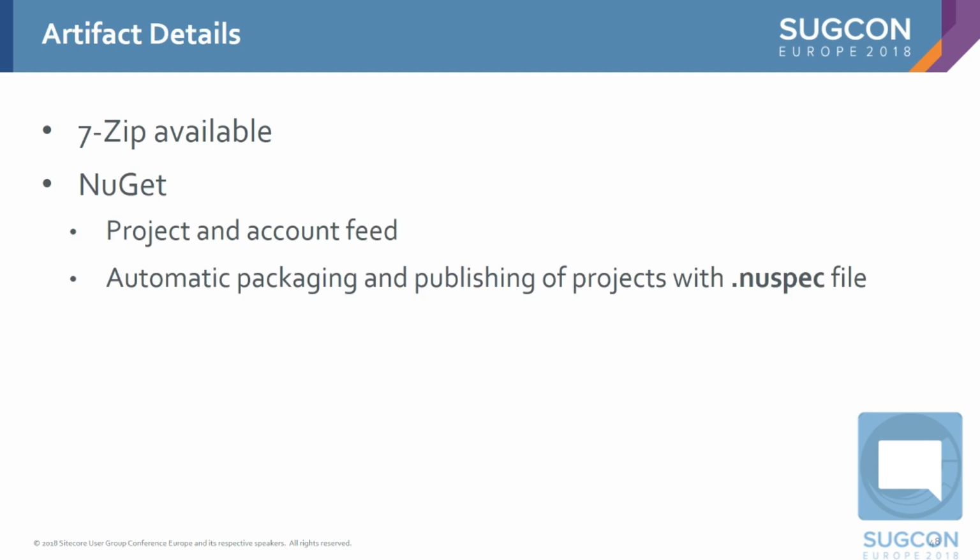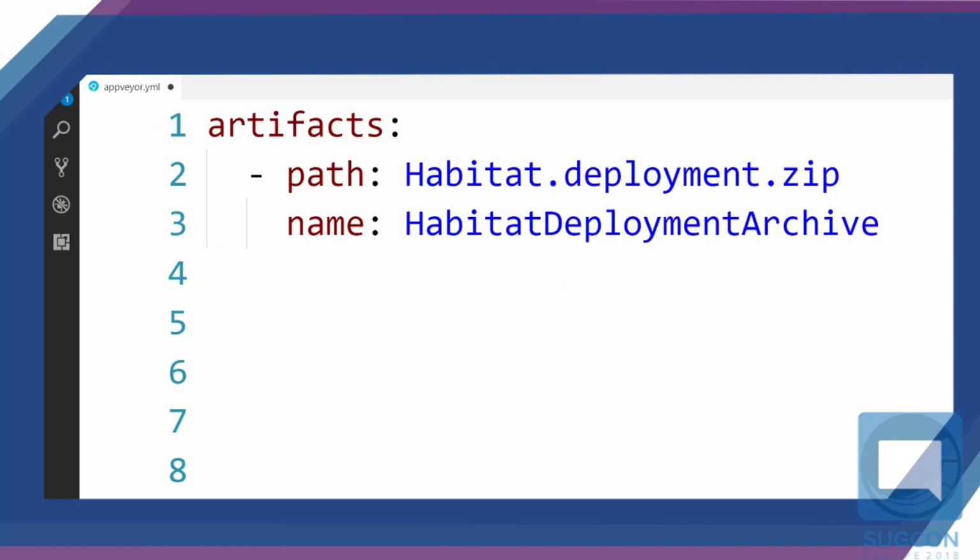When you create your artifacts, you have 7-zip available on the build machine, so you can package more than one file together to create the artifact of your choice. And if you have NuSpec files with your projects, then they will be automatically packaged and added to the project and account feed, as I mentioned earlier.